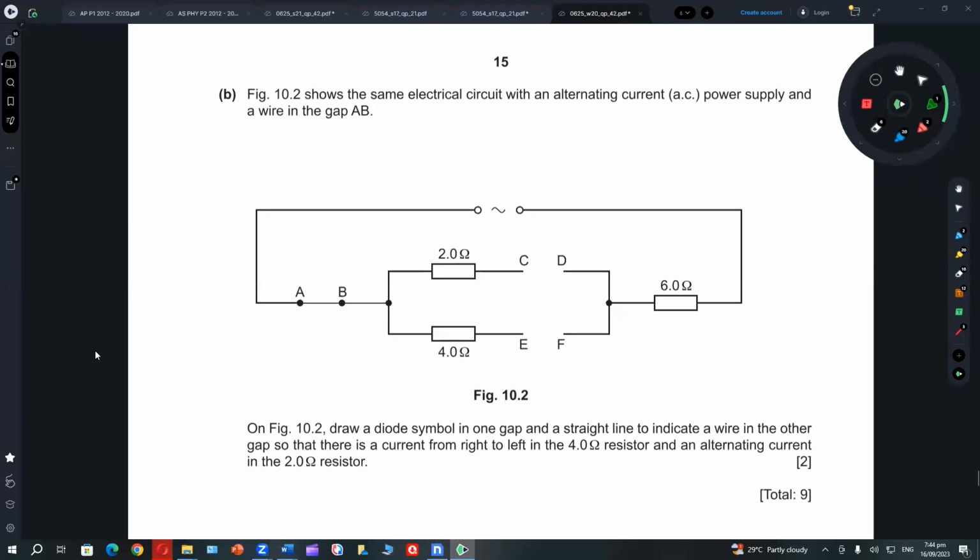The figure shows the same electrical circuit with an alternating current power supply and a wire in the gap AB. Draw a diode symbol in one gap and a straight line to indicate a wire in the other gap so that there is a current from right to left in the 4 ohm resistor and an alternating current in the 2 ohm resistor. So he wants to have a diode.